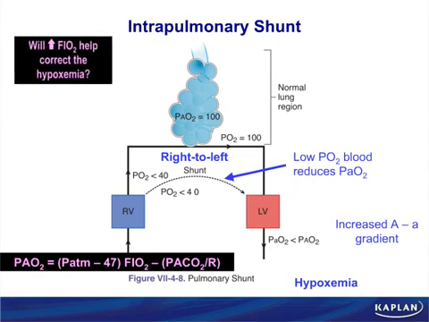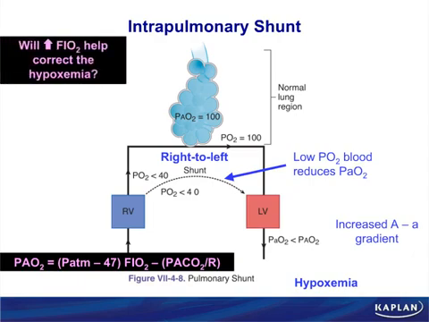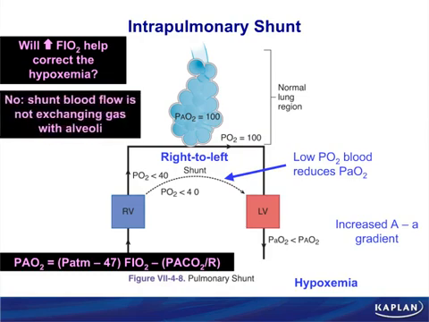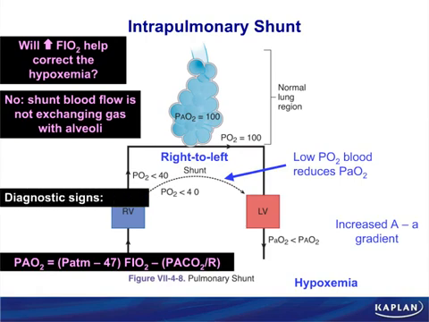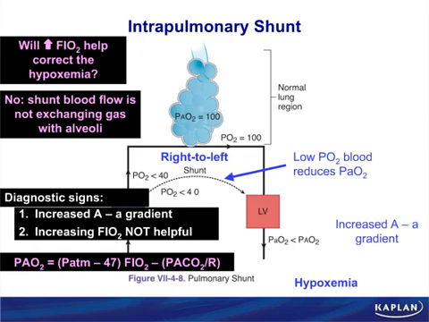All right, back to our question, the big question here. If I increase FiO2, will it help correct the hypoxemia of a shunt? The hint is it's a shunt, so there's zero ventilation. Correct answer is no, because shunt blood flow is not going to the alveolus. We're not exchanging gases, so increasing FiO2, I can't get it to where the problem is. So it's not going to do me any good. That's the theory, at least. So, key diagnostic signs: elevated AA gradient, increasing FiO2 is not helpful.